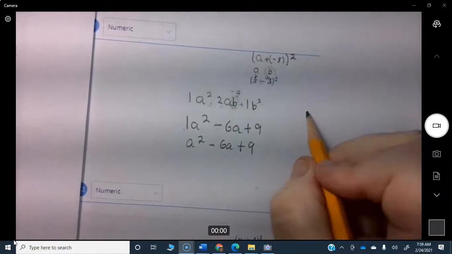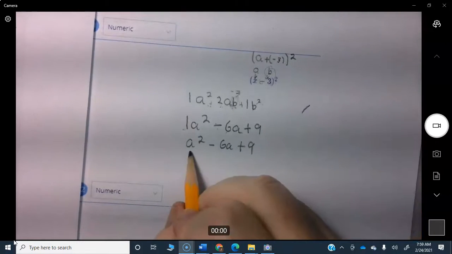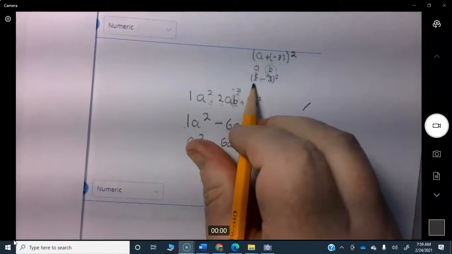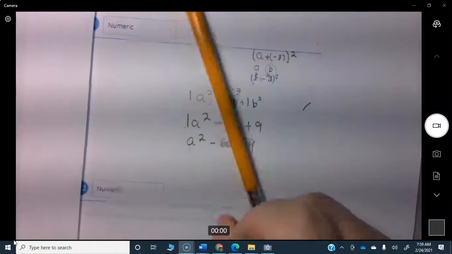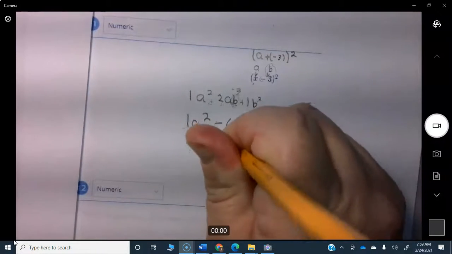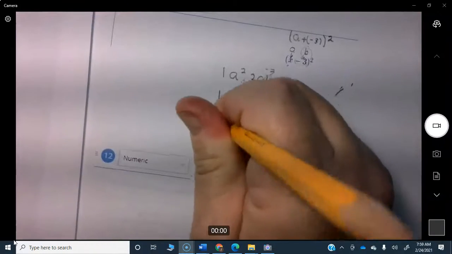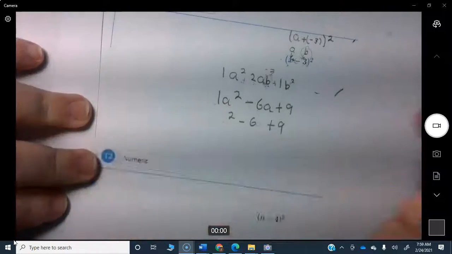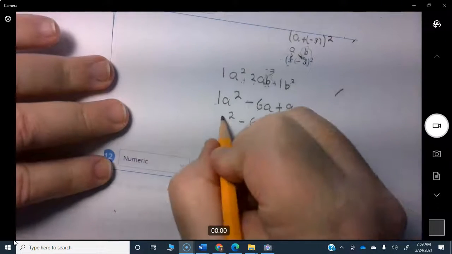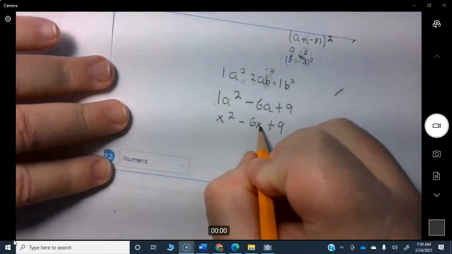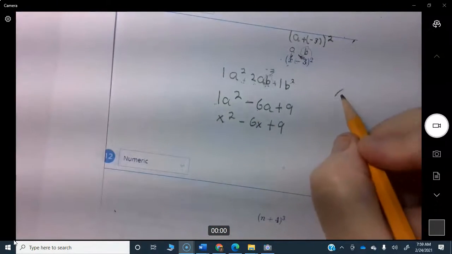Let's prove that. Let's FOIL it here. Oh, and the a's should be x's. Sorry, I changed it. They should be x's. So let me just go ahead and change that, okay? I was using the a's and b's from the general equation back there, but it should be x squared minus 6x. Let's go ahead and FOIL this now, okay?